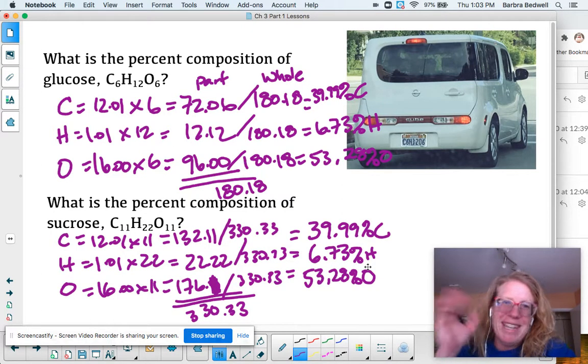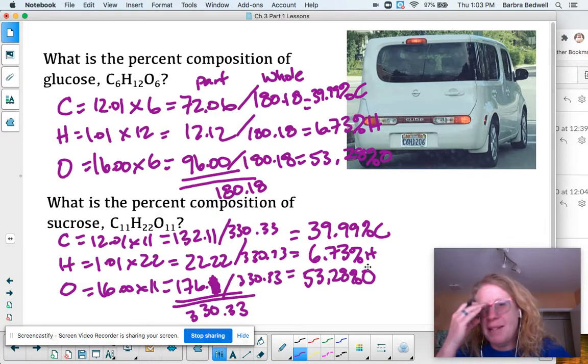percent composition is easy, right? It's a nice, easy bit of math to do. Most people can get their brains wrapped around this and figure this one out really quick. So why do we have to do any more than that?